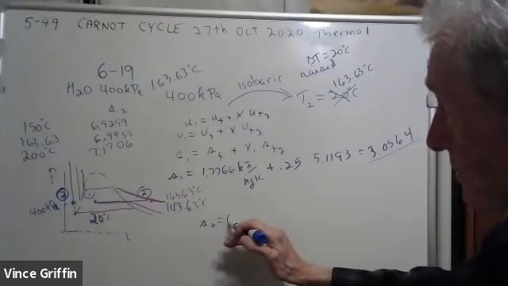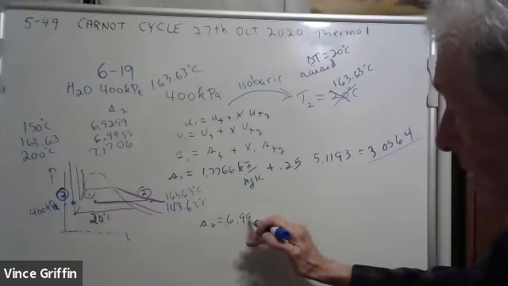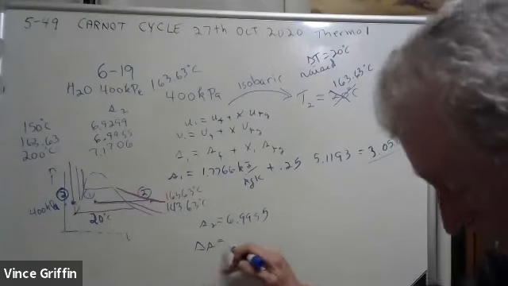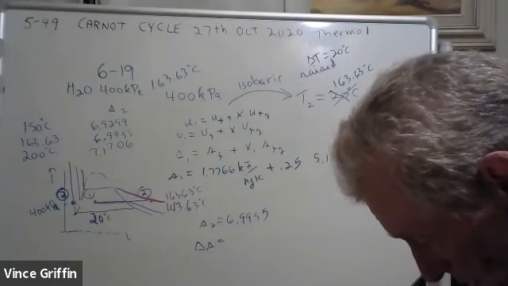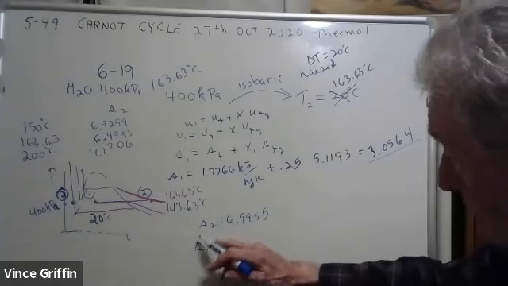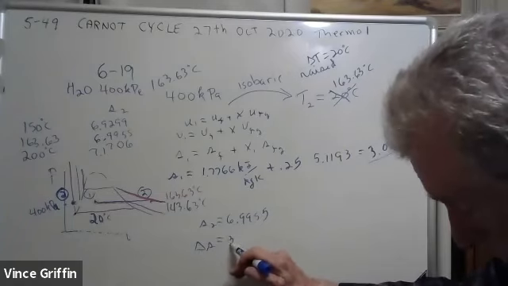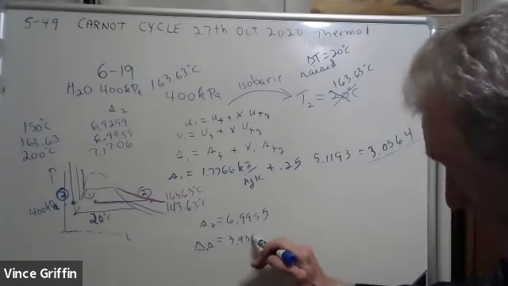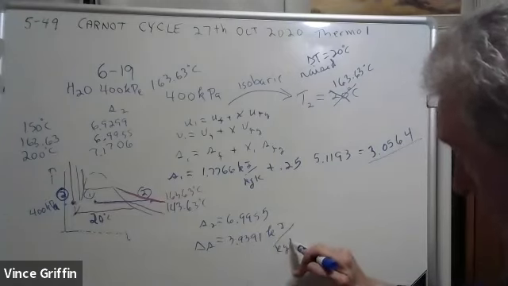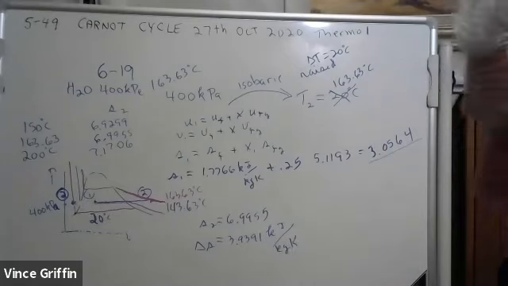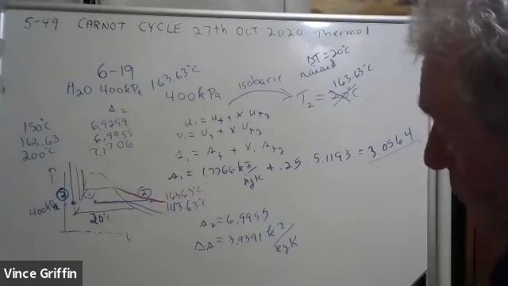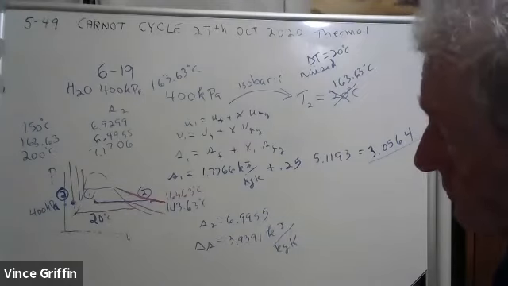S2 is 6.9955. So our change in specific entropy is, well, you subtract those, and here's what you get. You get 3.9391 kilojoules per kilogram Kelvin. We just did a problem with water. Found the change in specific entropy.